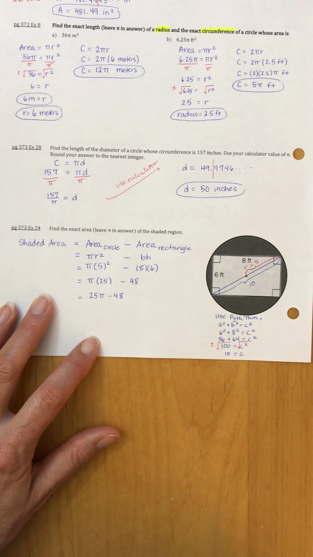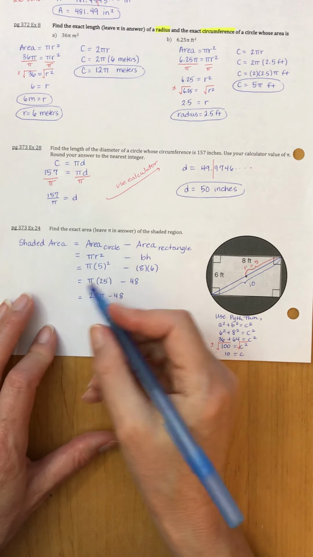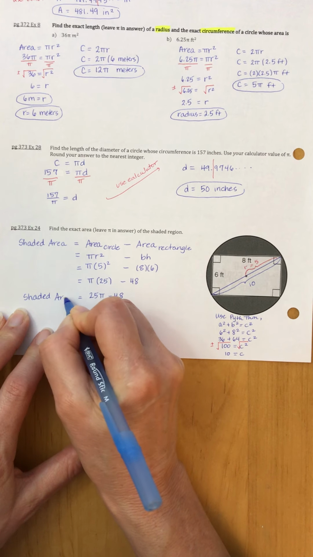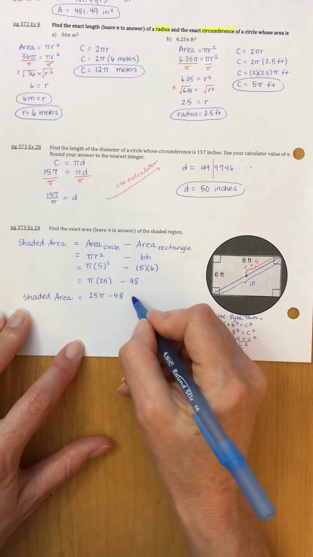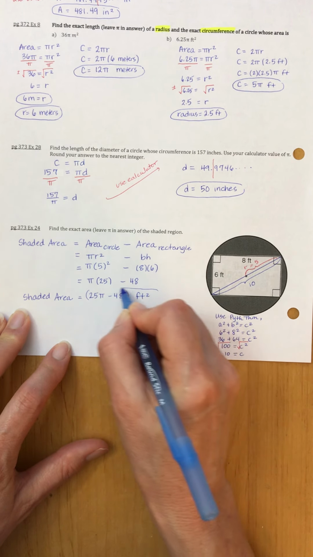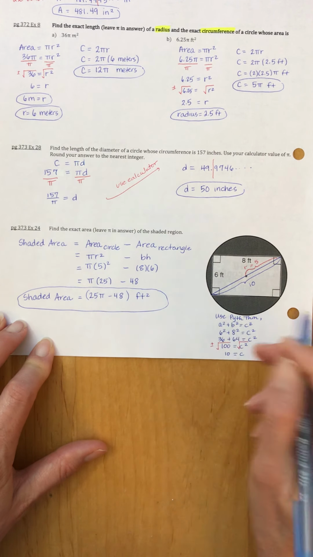And should it be feet or feet squared? Well, it's area. Let's write this down. Shaded area. Okay, so it's feet squared. So that's our final answer here. And that's the very end.